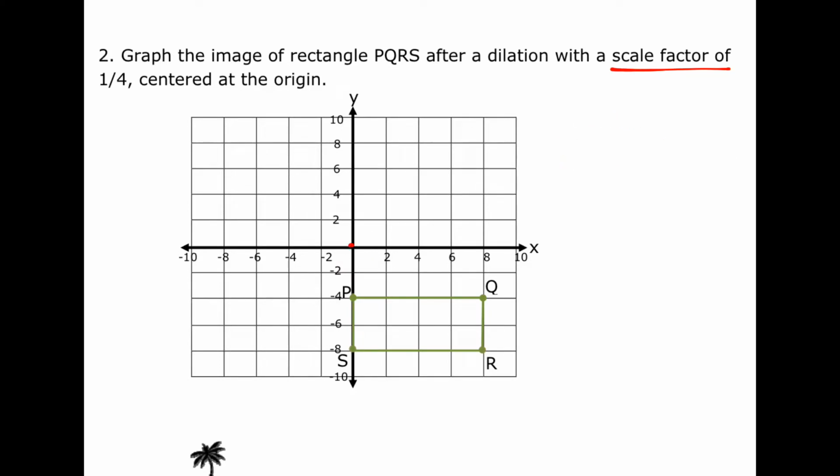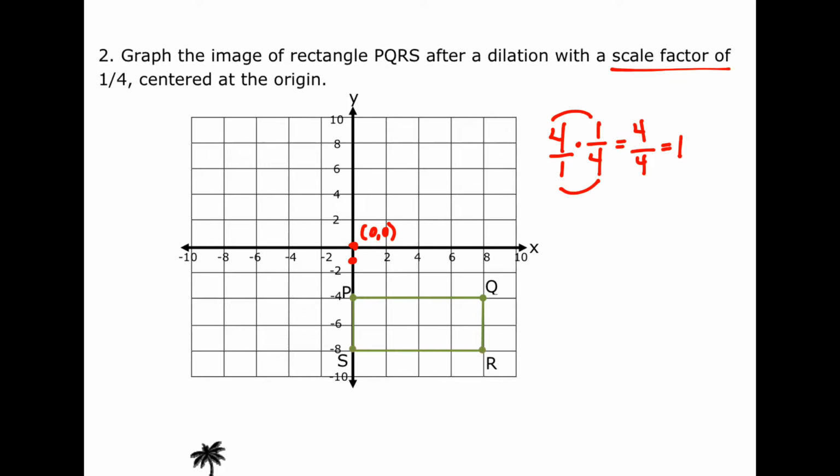Okay, I'm going to count the distance of each vertex from the center of dilation, which is the origin (0, 0). Let's start with P. P goes down 4, and it does not go left or right at all. So we only have to cut this distance of 4 by 1/4. 4 times 1/4, remember 4 is the same as 4 over 1, equals 4 over 4, which equals 1. So instead of going down a distance of 4, we're just going to go down a distance of 1, right in between these here.